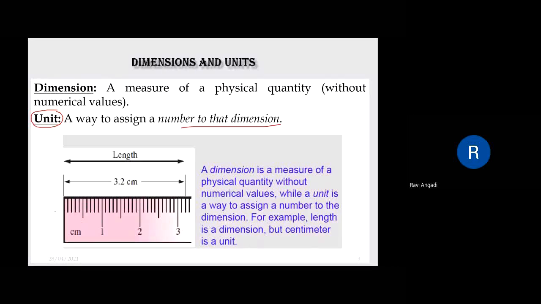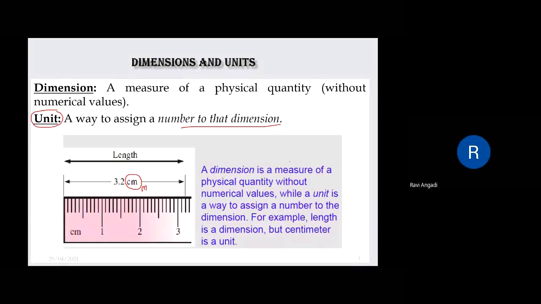Let us look at this example here. I have taken a scale, and on this scale a length is marked. But how do we measure a length? See here I have written 3.2. If I write simply 3.2, does it have any meaning? It doesn't have any meaning. So you should assign it the units. Centimeter represents a unit, or you can say meter, kilometer, feet, whatever. So it is a way to assign a number to that dimension, or a standard in terms of which various physical quantities can be measured.